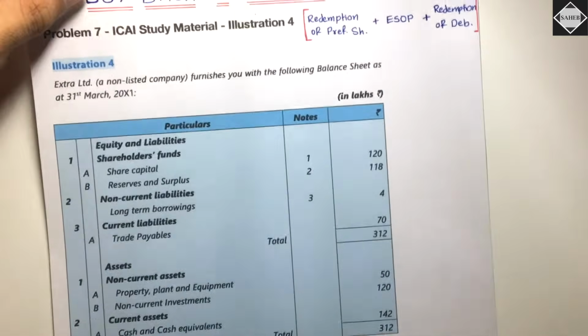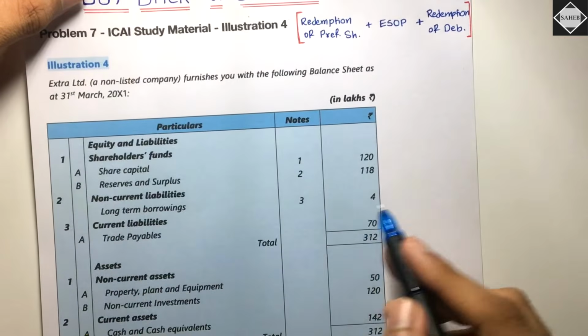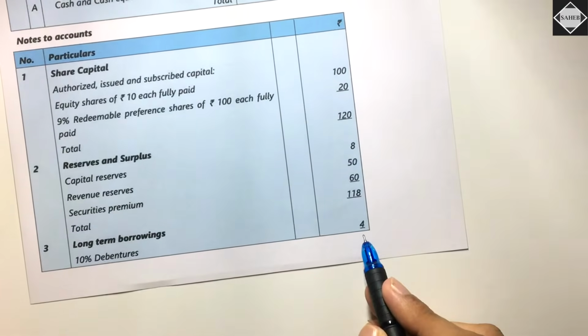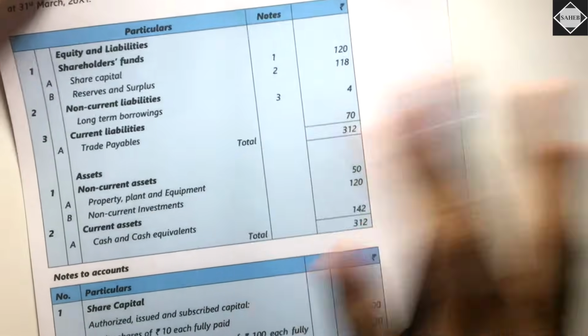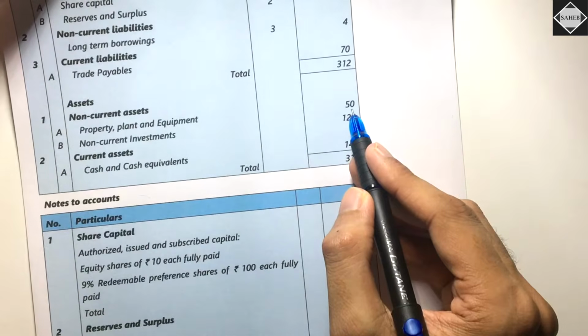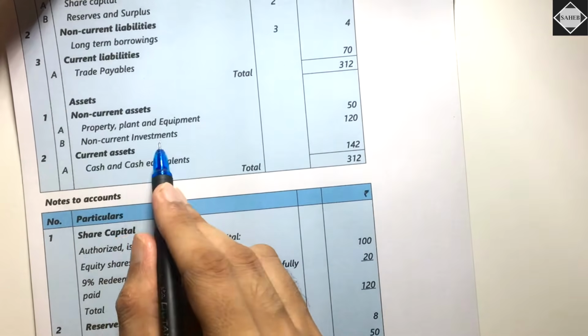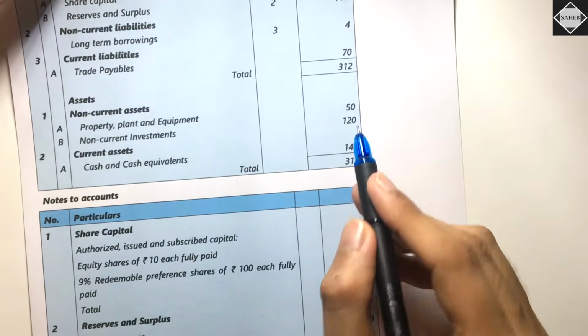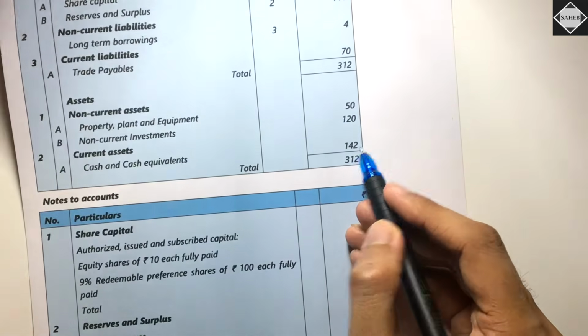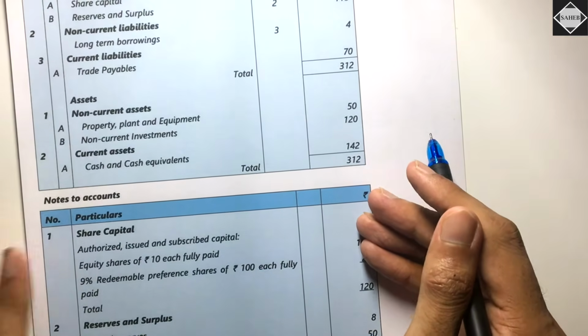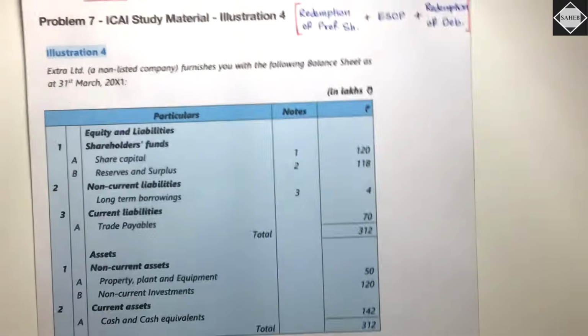Clear? Easy. And then long term borrowings 4 lakhs, Note number 3, 10% debentures 4 lakhs. Then we have trade payables 70 lakhs. PPE 50 lakhs. And then non-current investments of 120 lakhs, and cash and cash equivalents of 142 lakhs. Clear? Easy. Now let's see the additional information that has been given.